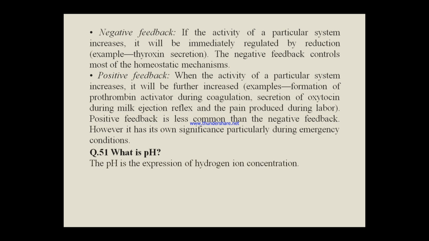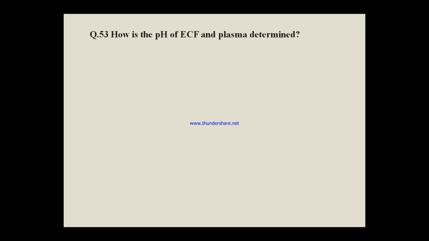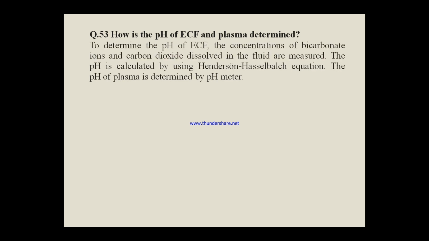What is pH? pH is the expression of hydrogen ion concentration. What is the normal pH of extracellular fluid? The normal pH of extracellular fluid is 7.4. It varies between 7.38 and 7.42 in physiological conditions. How is the pH of extracellular fluid and plasma determined?